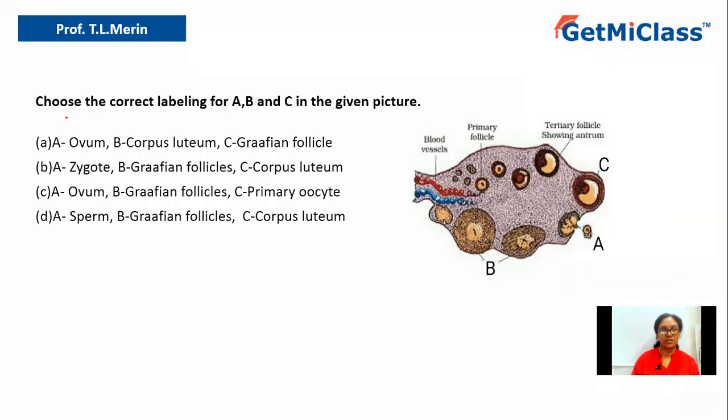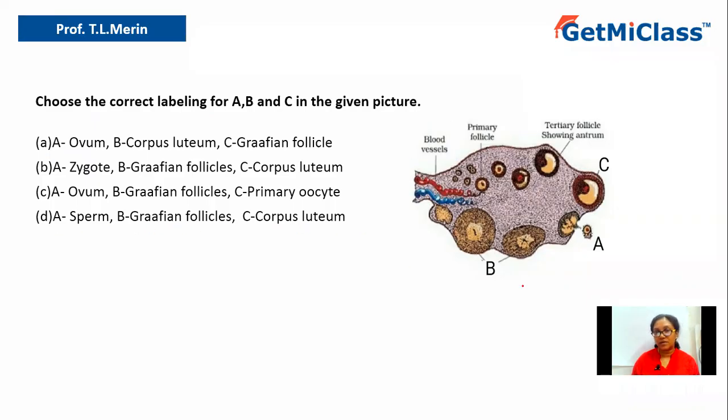Today we are going to solve this question: choose the correct labeling for A, B and C in the given picture. Option A says A ovum, B corpus luteum, C Graafian follicle. Option B says A zygote, B Graafian follicle, C corpus luteum. Option C says A ovum, B Graafian follicle, C primary oocyte. Option D says A sperm, B Graafian follicle and C corpus luteum.